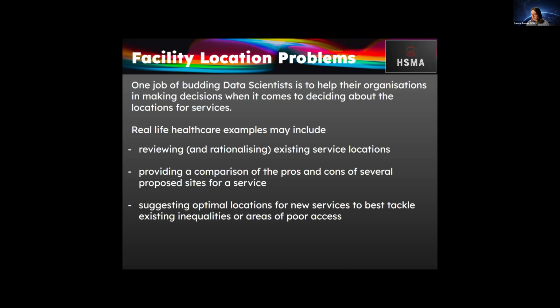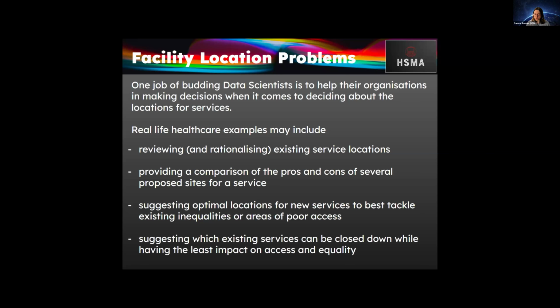You might not have a hypothetical location in mind for the service. You may need to provide an idea of roughly where a service should be located to best address prior inequalities. You might also find yourself in a situation where you have services that need to be amalgamated, or services that need to be closed due to limited budget, etc. And it may be that you can provide support to make sure that the service that is closed down is the one that will have the least impact on access and equality across your service users.